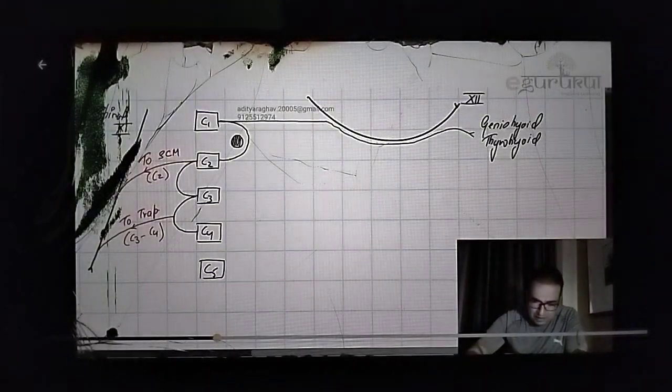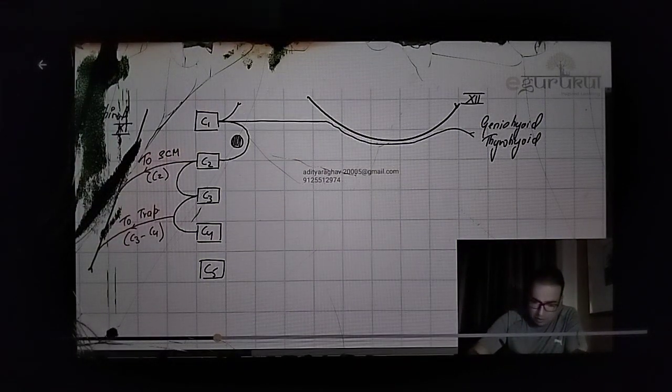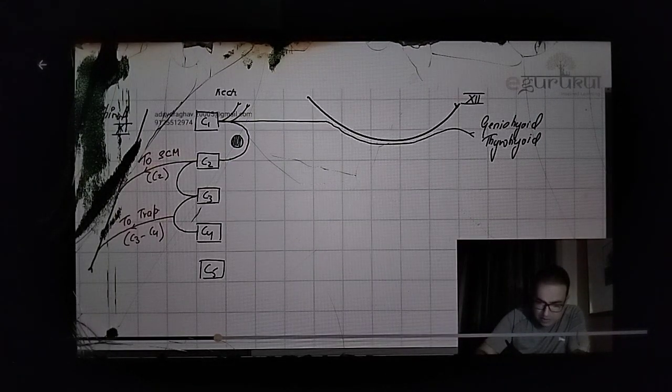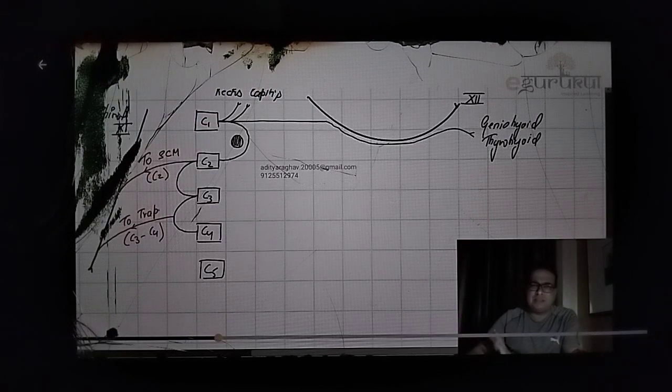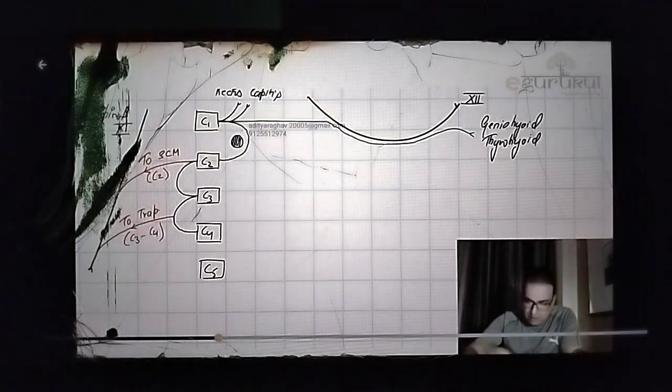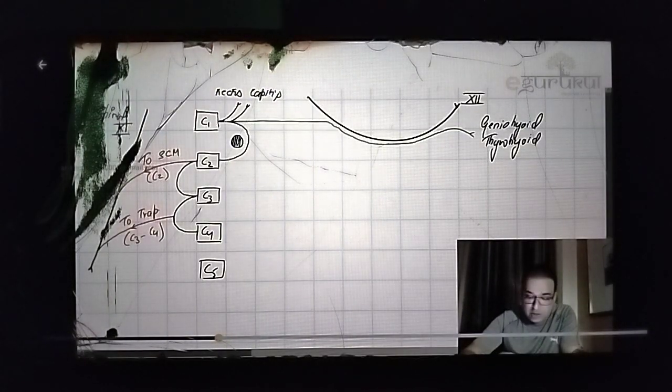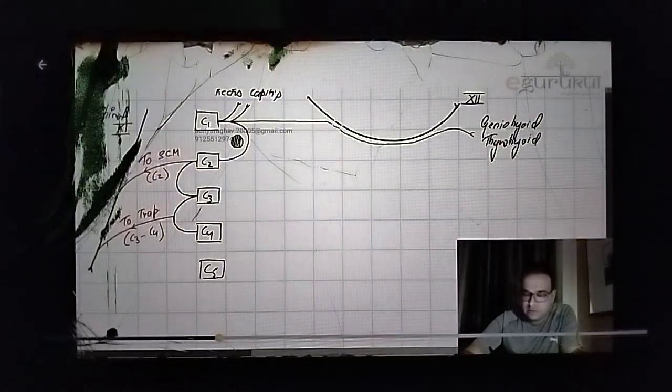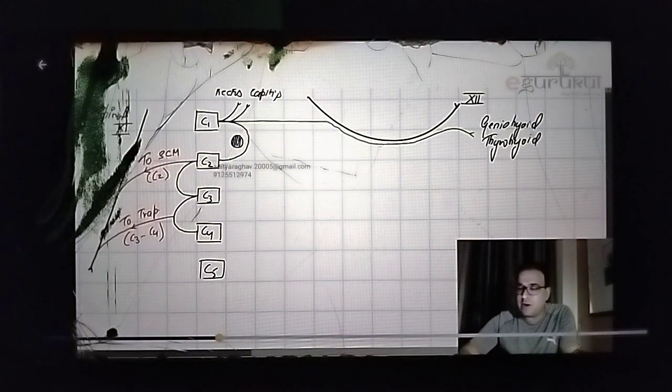Well, there are a lot of other branches coming from C1 which are supplying muscles like the rectus capitis muscles. I'm least bothered about them, whether anterior, lateral, or posterior. Most of them are supplied by the C1. My main focus here is the branch which is joining the hypoglossal nerve, and using the hypoglossal nerve is going to supply geniohyoid and thyrohyoid.